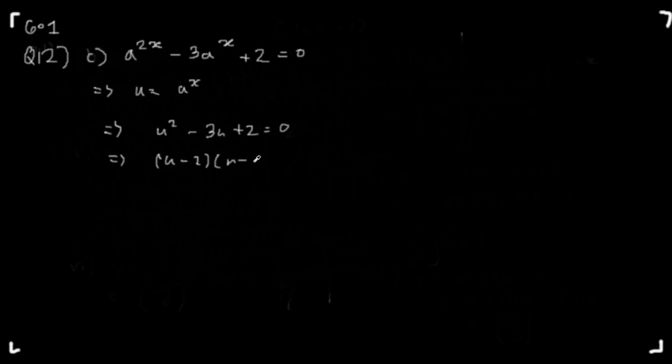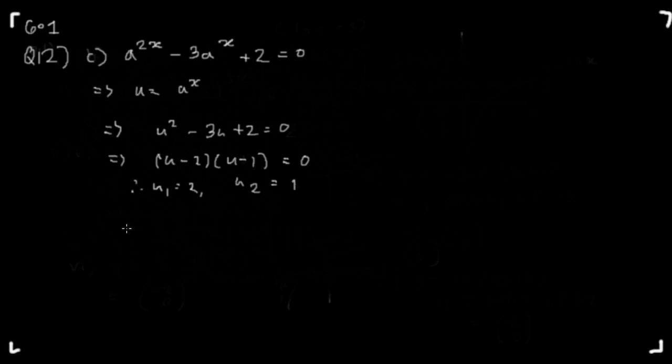I am not doing sequences right now. u minus 2 times u minus 1 is equal to 0. So this is equal to 0. Therefore, u1 is equal to 2. u2 is equal to, it should be 1. u2 is equal to 1.